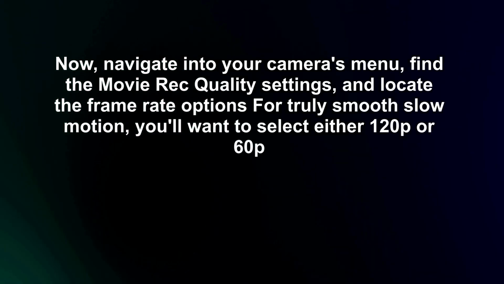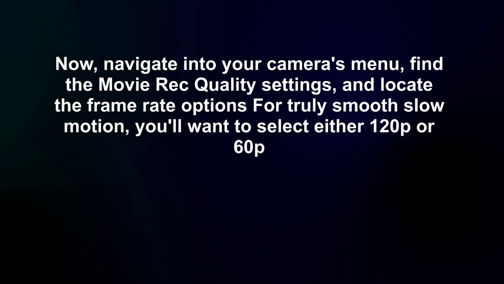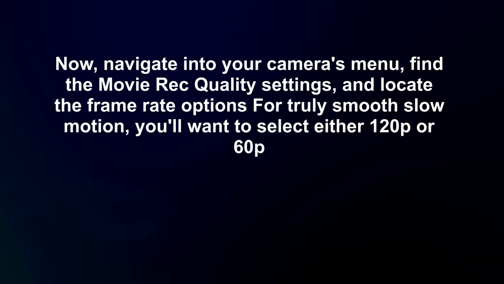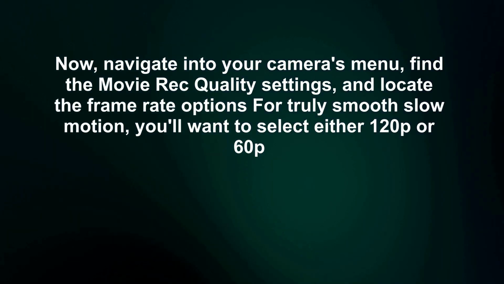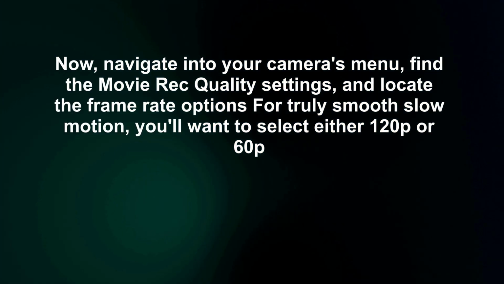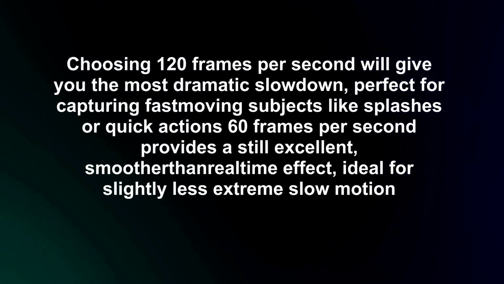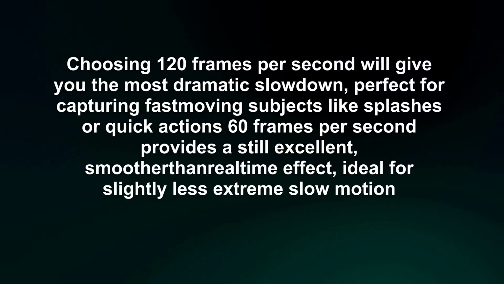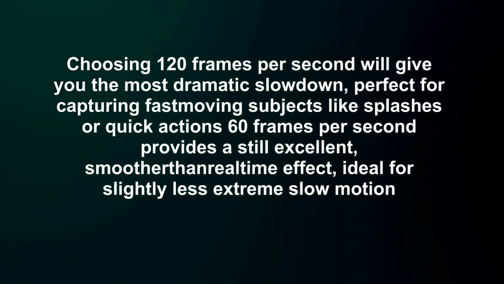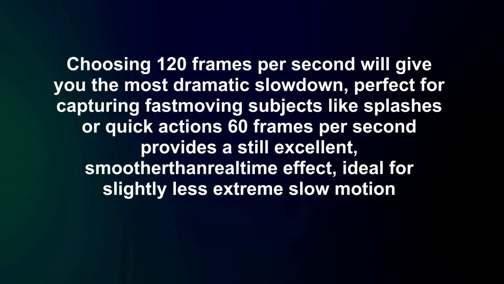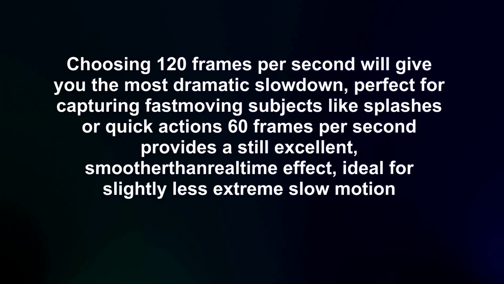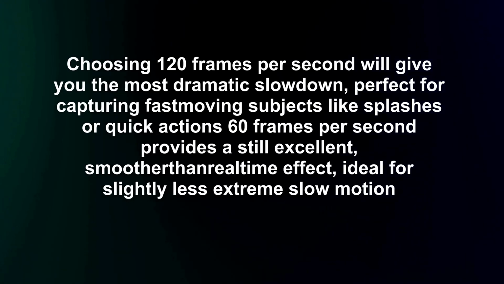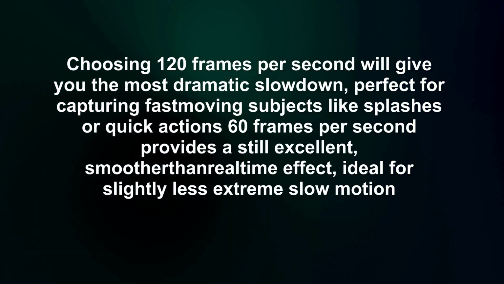Now, navigate into your camera's menu, find the movie rec quality settings, and locate the frame rate options for truly smooth slow motion. You'll want to select either 120p or 60p. Choosing 120 frames per second will give you the most dramatic slowdown. Perfect for capturing fast-moving subjects like splashes or quick actions. 60 frames per second provides a still excellent, smoother than reality effect, ideal for slightly less extreme slow motion.